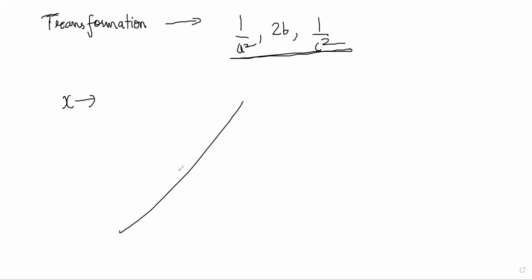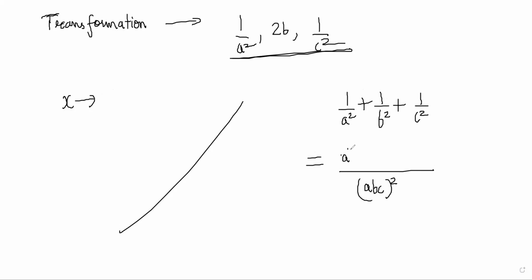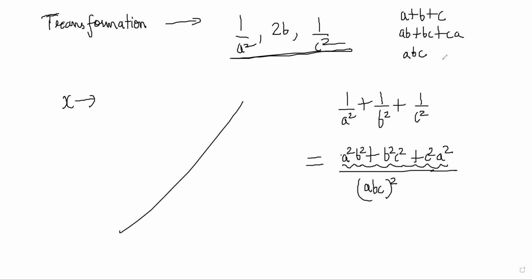Also, there is another way to do that question without transformation of equations, which is just finding the value directly by Vieta's relations. So if I have to find this, I will just do abc whole square, and on top is a square b square plus b square c square plus c square a square. Now I have to figure out this value. I know things like a plus b plus c, ab plus bc plus ca, and abc.